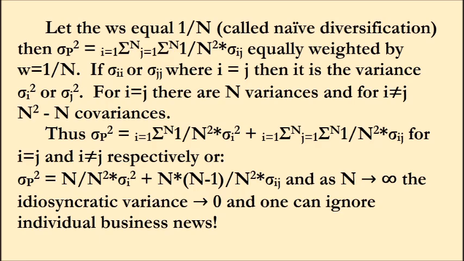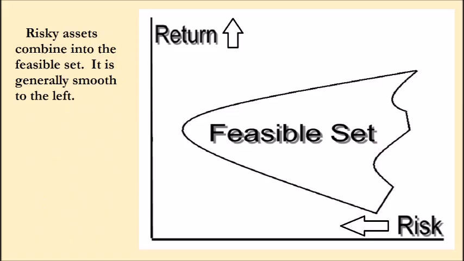Then look what happens as n gets big. The idiosyncratic company variances approach 0. The remaining covariances, the market if you will, become an average. And you know what? That means you can avoid the news about specific businesses, but wait, there's more.